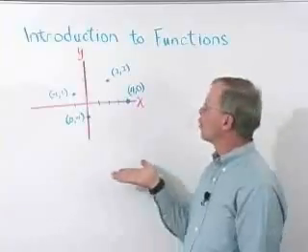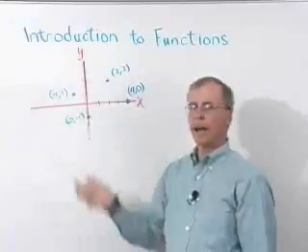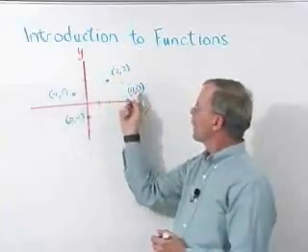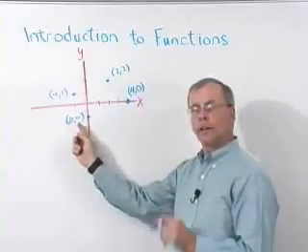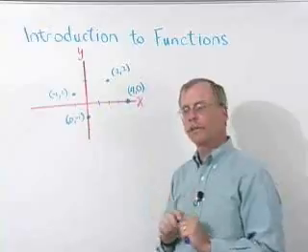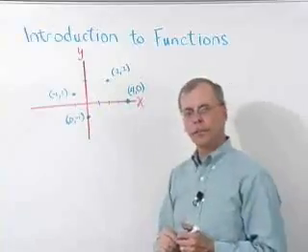Here's a set of ordered pairs on a graph. Do they constitute a function? Well, I've got the ordered pairs labeled, and we want to look at the first coordinates. All different first coordinates, so indeed it is a function.